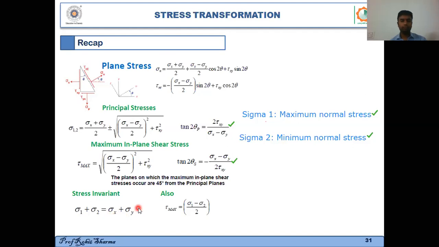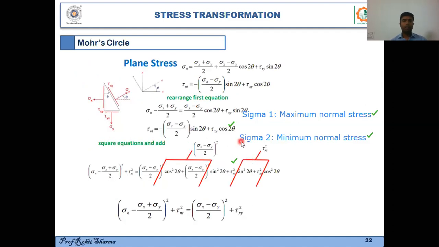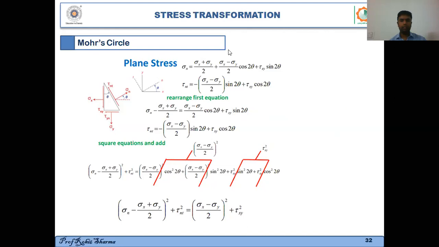And also, you can use this equation if you were to subtract sigma 1 and sigma 2, like sigma 1 minus sigma 2, and you were to divide the result by 2, what you'll get is tau max. You can easily follow it from these mathematical equations, and we've already done all these things in the class, right? Okay. So I'll move on to the next topic, which is Mohr's circle.